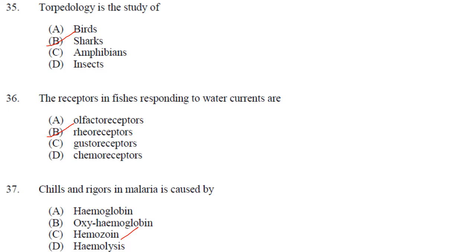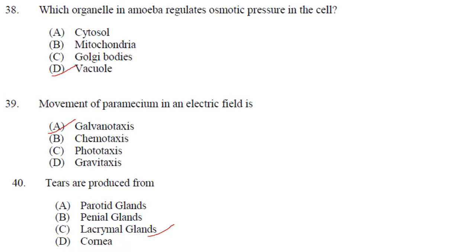So the answer is hemozoin. Next one. Which organelle in amoeba regulates osmotic pressure in the cell? So it is the vacuole. Answer is option D. Then movement of paramecium in an electric field is called galvanotaxis.